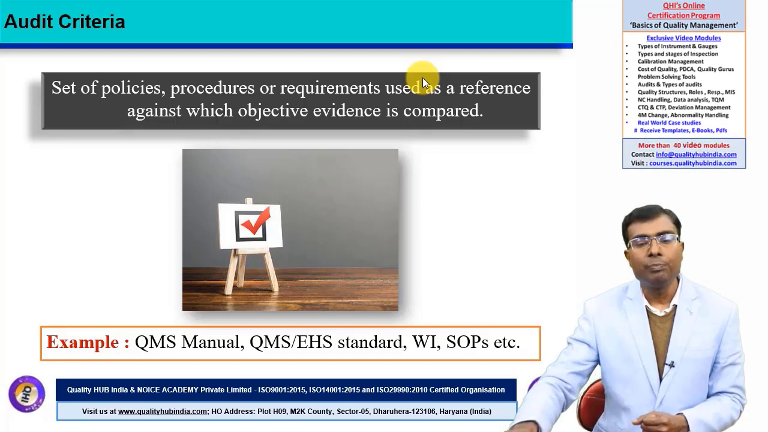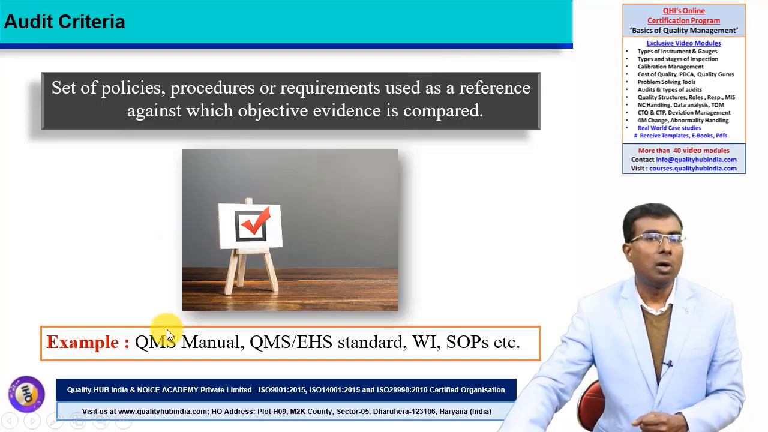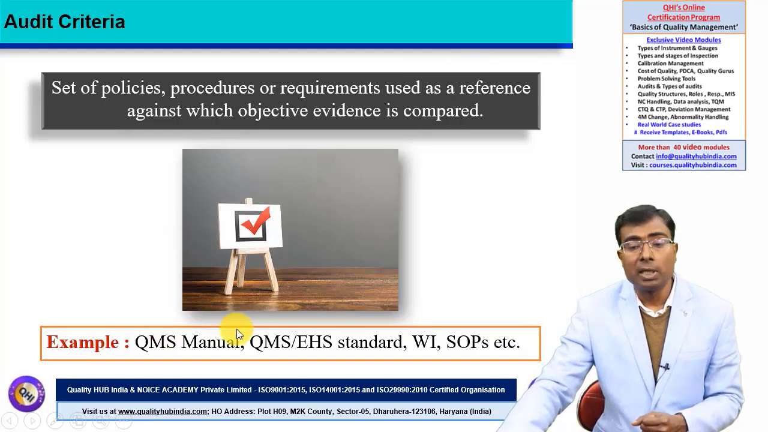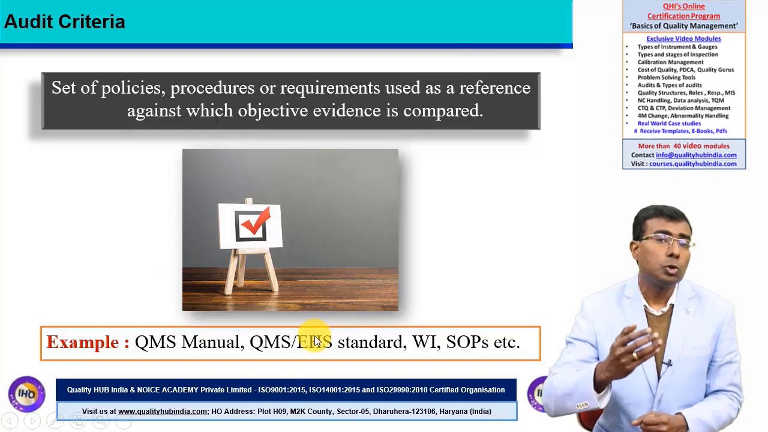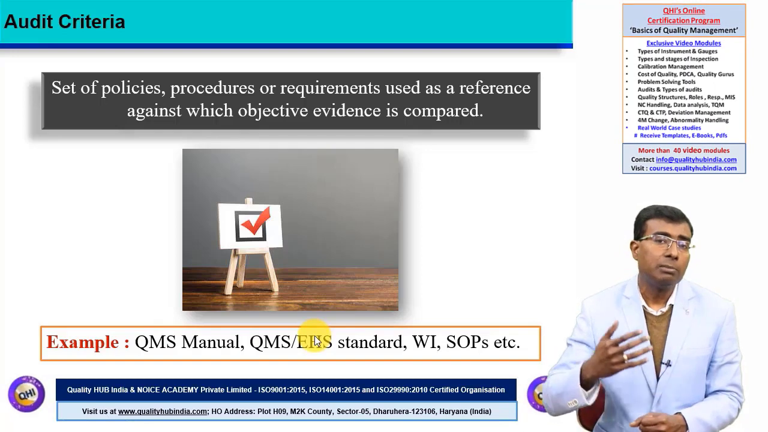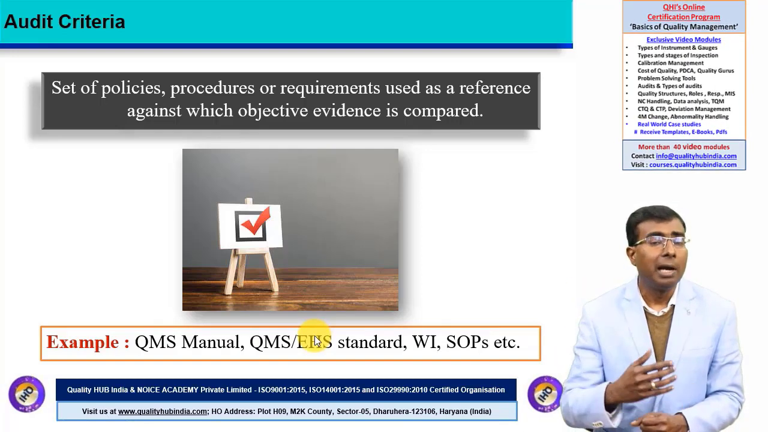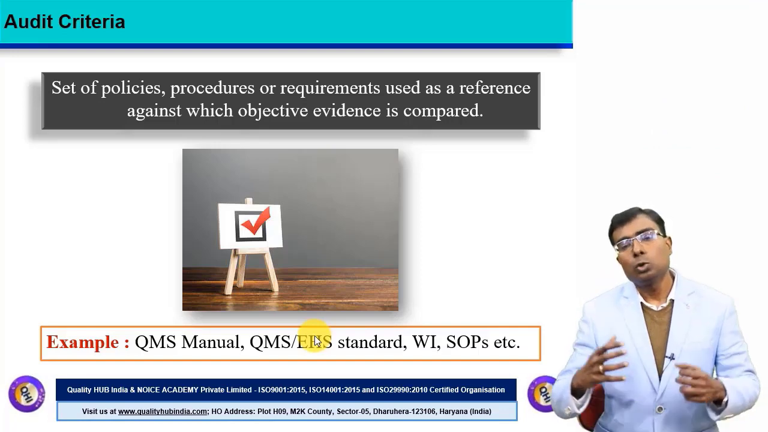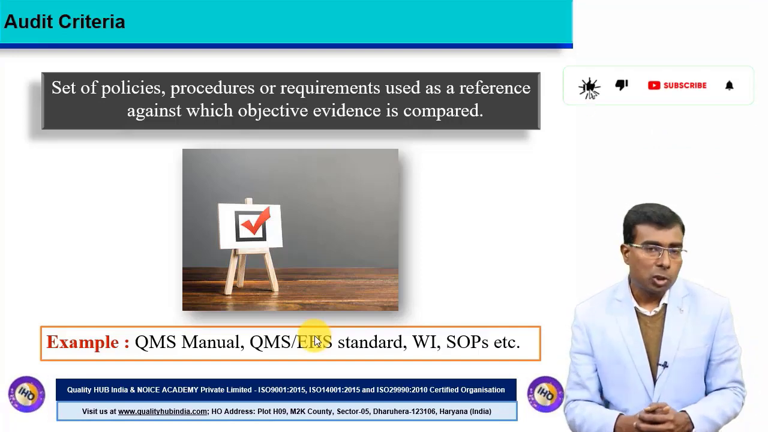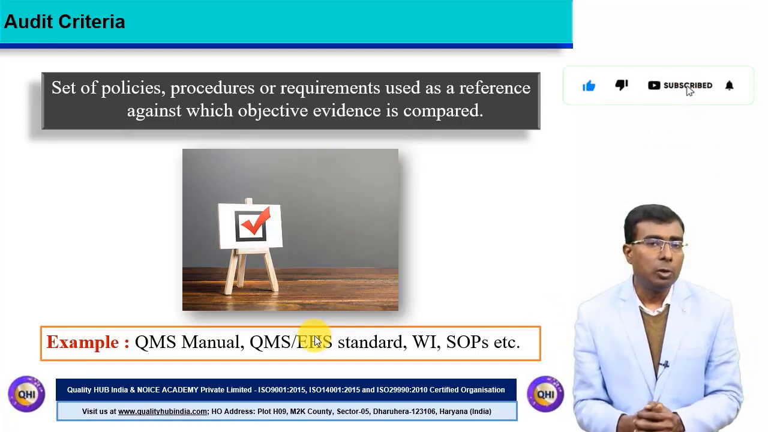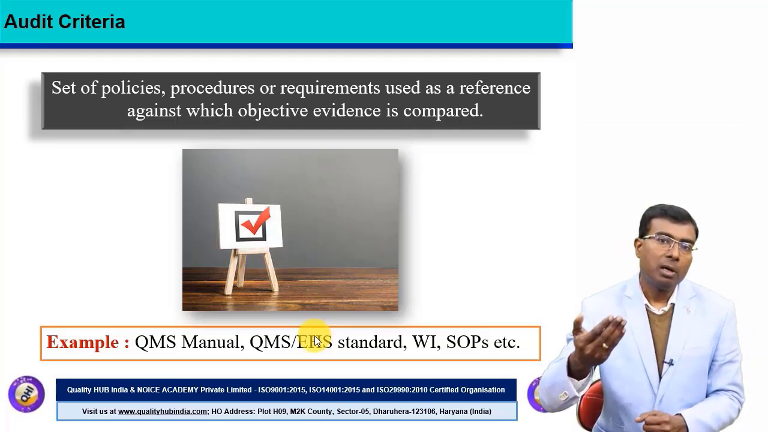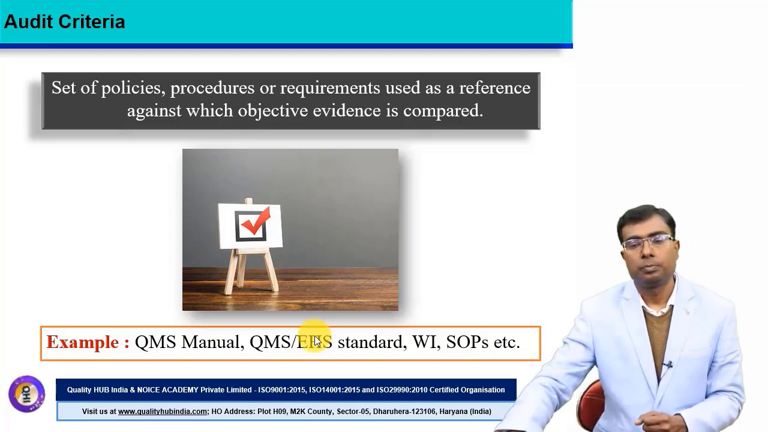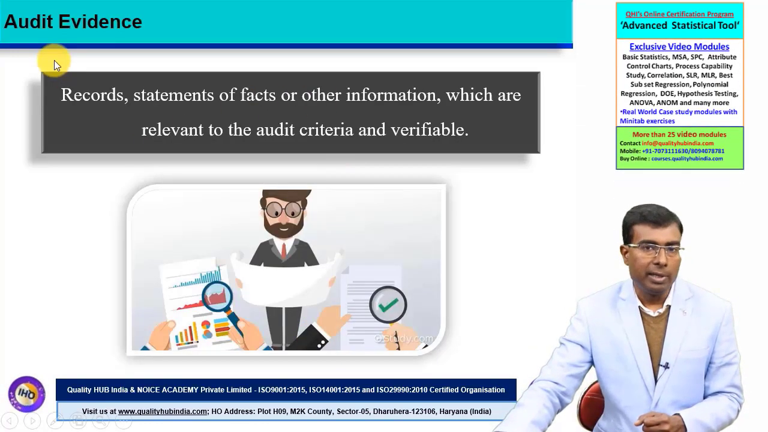So what could be the criteria? Criteria could be the manual of the department or the organization. There could be standard procedures, work instructions, maybe some regulatory requirements, some external agencies' requirements, maybe customers' requirements. So those could be the criteria. Based on those criteria, auditors are going to review the systems, and then he is going to declare his reports. And the next term is audit evidence.